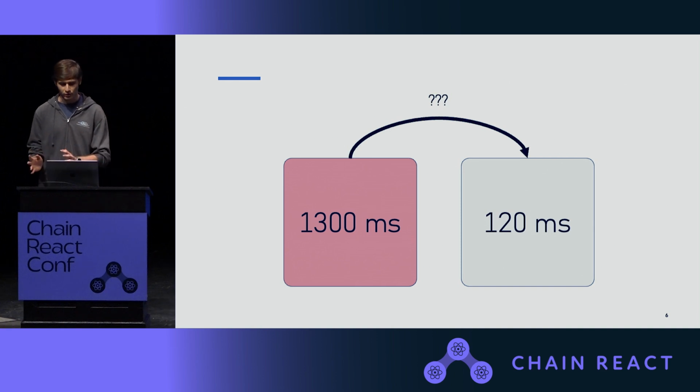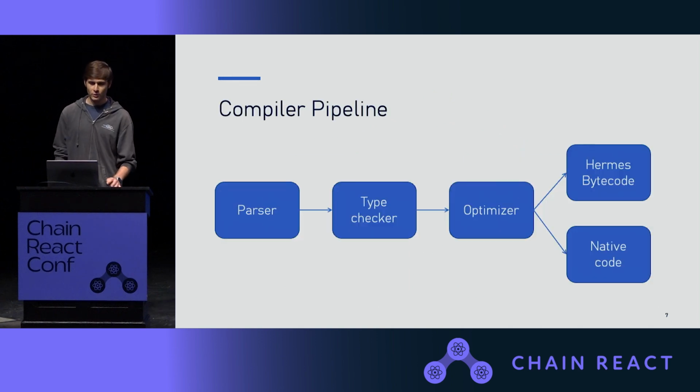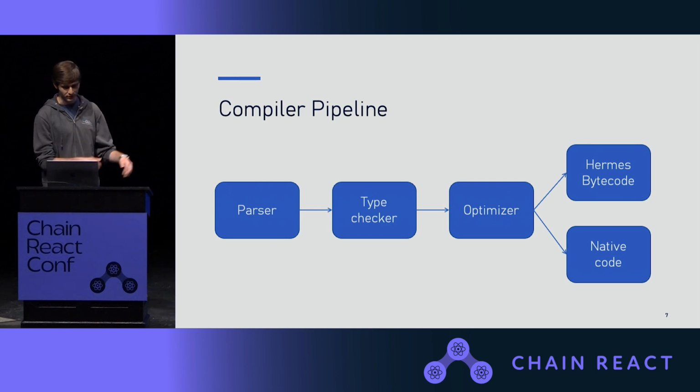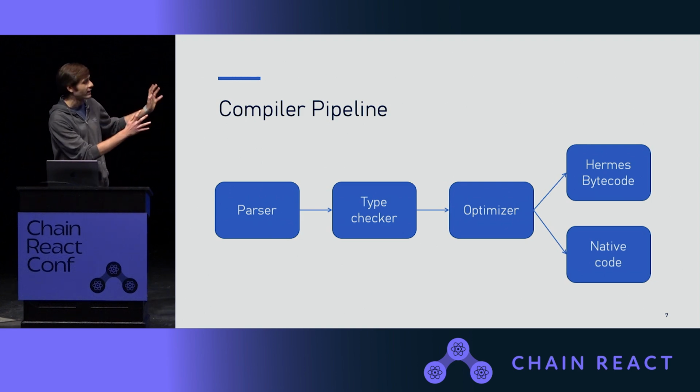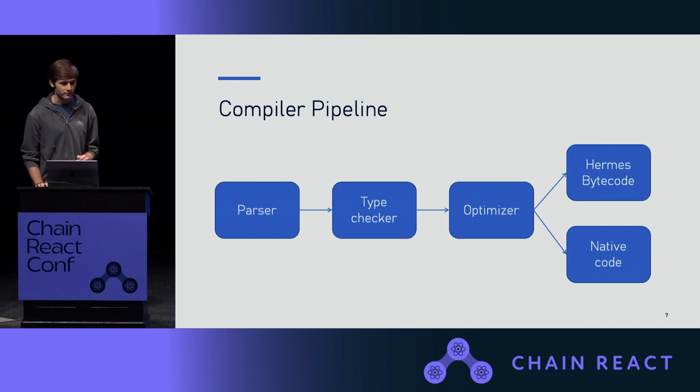So over the rest of the talk, I want to show you how Static Hermes accomplishes this dramatic 10x speedup. To understand how these optimizations work, we first need to understand how the Hermes compiler works. This is a simplified pipeline diagram of the Hermes compiler. It operates in a few important stages.